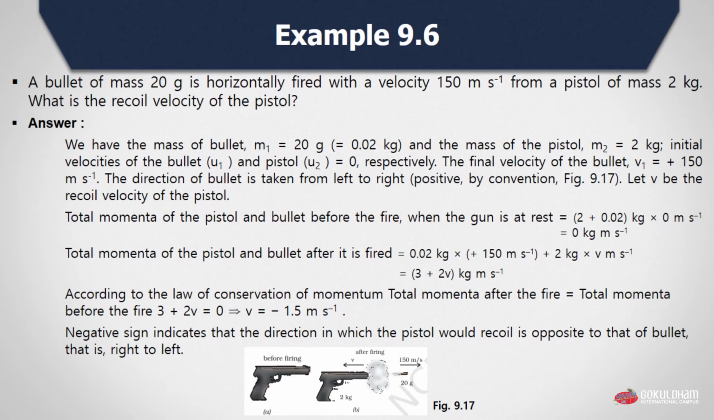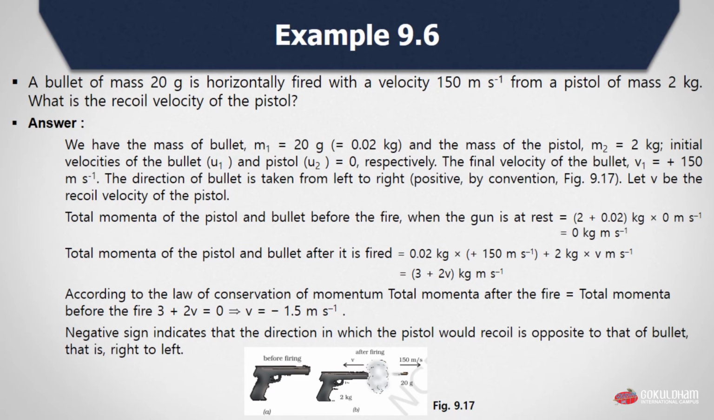Total momentum of the pistol and the bullet before the fire, when the gun is at rest, is 2 plus 0.02 kg multiplied by 0 meter per second. As we have multiplied with 0, our answer will be 0 kilogram meter per second. Now, the momentum of the pistol and bullet after it is fired is 0.02 kg multiplied by 150 meter per second plus 2 kg multiplied by V, which is the recoil velocity of the pistol, V meter per second, which gives 3 plus 2V kilogram meter per second.